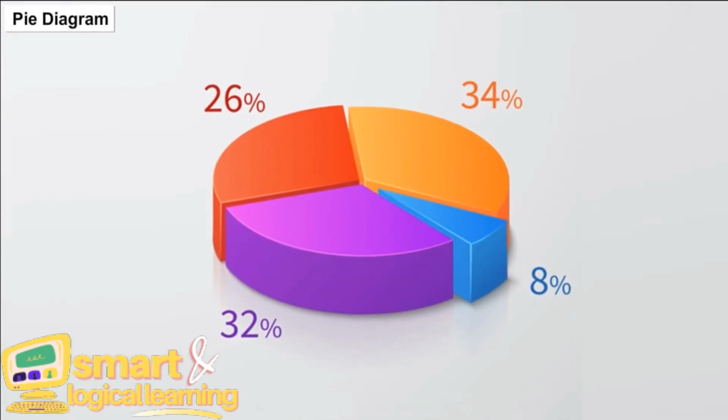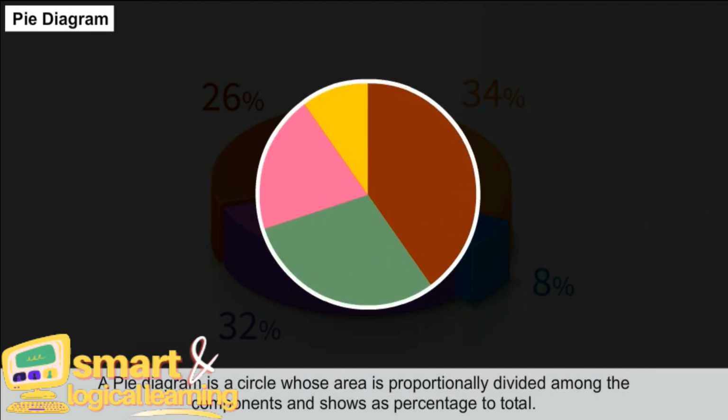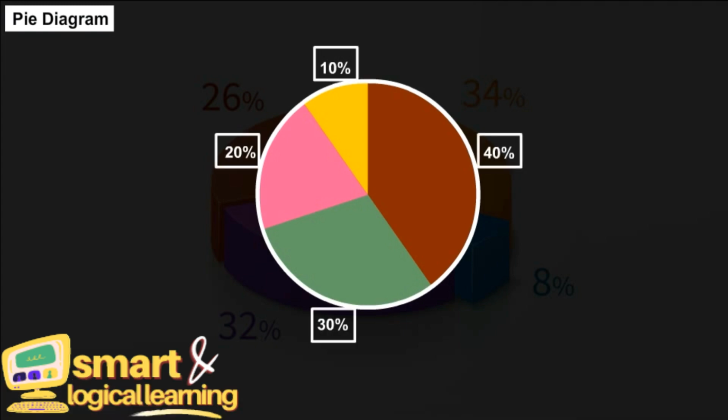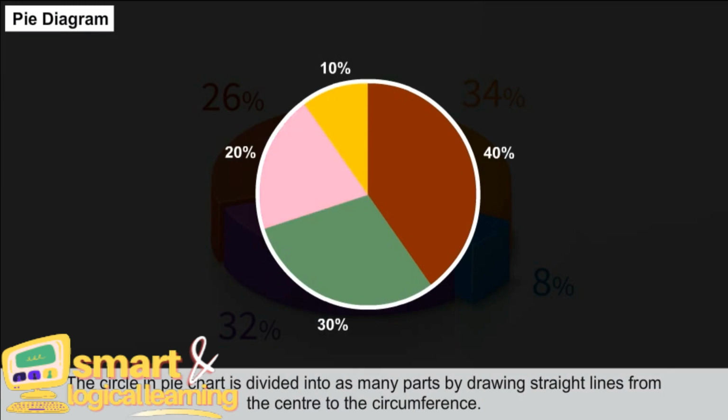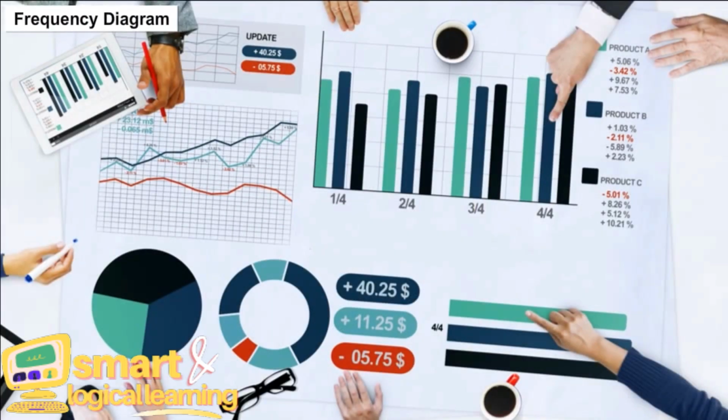Pie diagram. A pie diagram is a circle whose area is proportionally divided among the components and shows percentage to total. The circle in a pie chart is divided into as many parts by drawing straight lines from the center to the circumference.